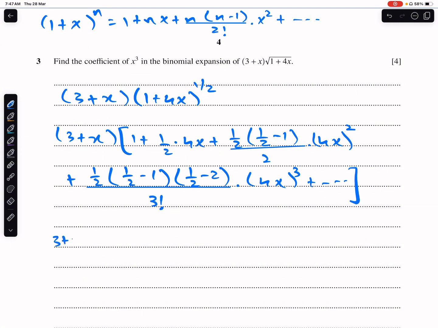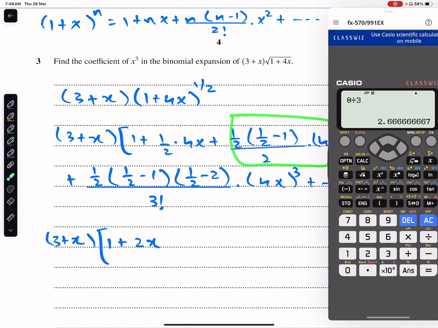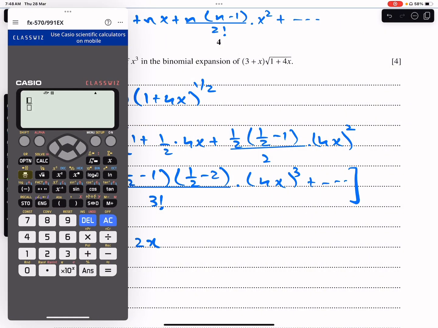So then write 3 plus x times 1 plus 2x, and then students, you can put this whole value in your calculator, okay? So let's write the fraction 1 over 2, 1 over 2 minus 1, and then carefully put this 4 square, okay? So 4 square is actually 16, 4 square and then divided by 2. Press equal, you will get minus 2.